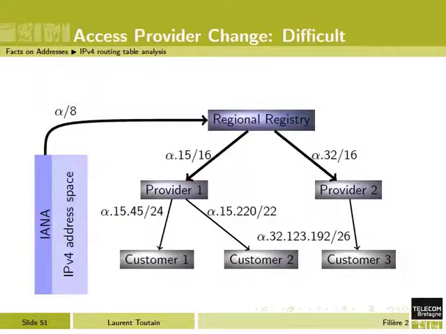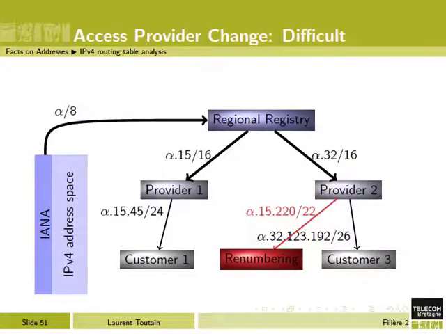But the problem is, for example, when I want to change. I was using Telmex to connect my company, but Telmex is very expensive, so I want to move to a cheaper provider. If I do that, I cannot use the Telmex prefix, because it means that the other provider will have to announce this Telmex prefix.